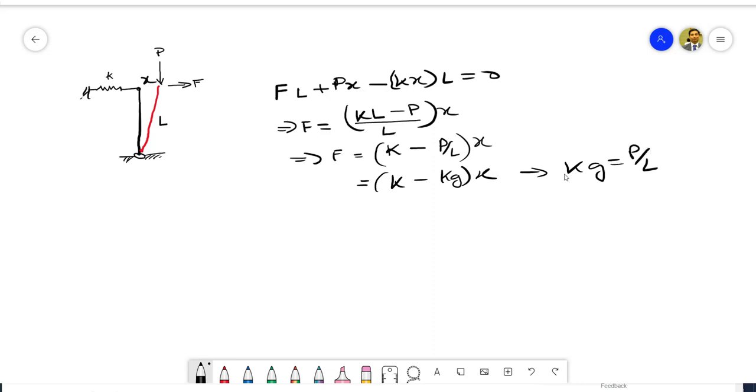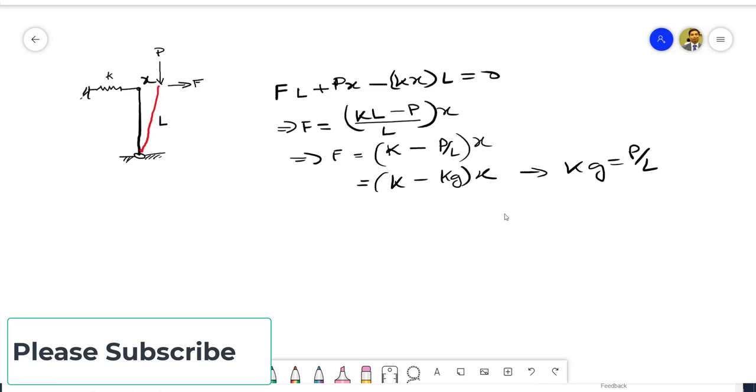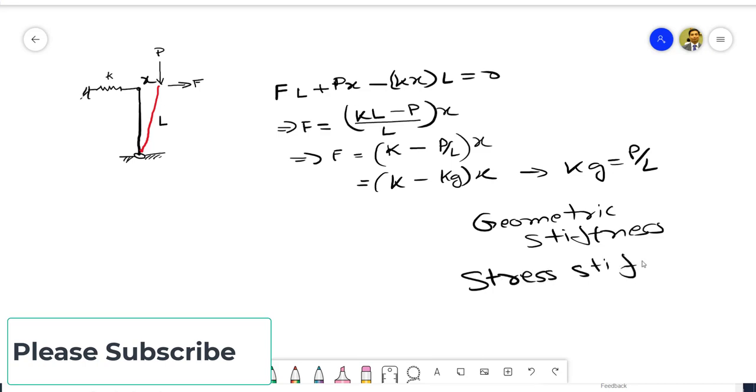is P by L. So what we can understand from this entire expression, that this lateral displacement is dependent on the actual lateral stiffness, and also a variable stiffness kg, which is a function of the applied load. And this term is known as the kg term, or we can also term it as geometric stiffness, and also we can term it as a stress stiffening. Now this is a model which is having a single node.